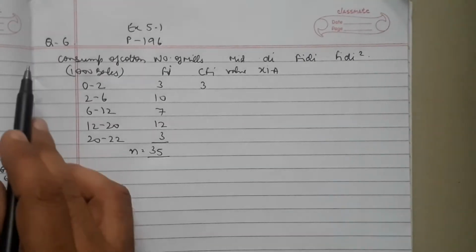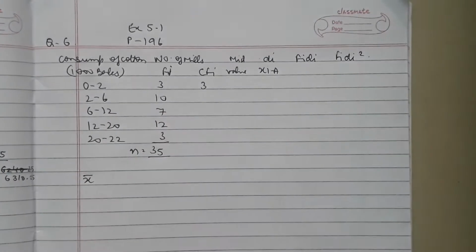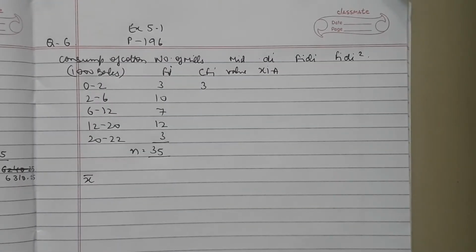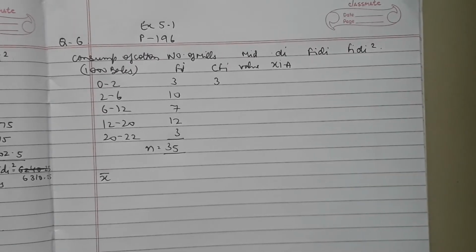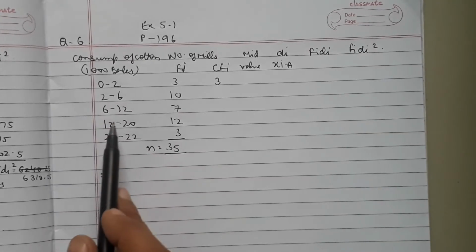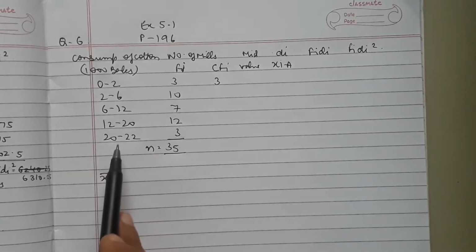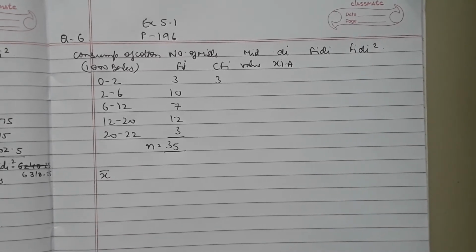Exercise 5.1, question number 6, page number 196 of Skewness we are solving just now. In the sum, they have given the monthly consumption of cotton in 1000 rupees of bales, 35 cloth mill is as follows. Using the following information, find skewness and coefficient of skewness by Karl Pearson method and state the type of skewness also. Here the consumption of cotton in 1000 bales is given 0 to 2, 2 to 6. This is unequal class. So we will find out the skewness by the formula 3(x bar minus M) upon s.